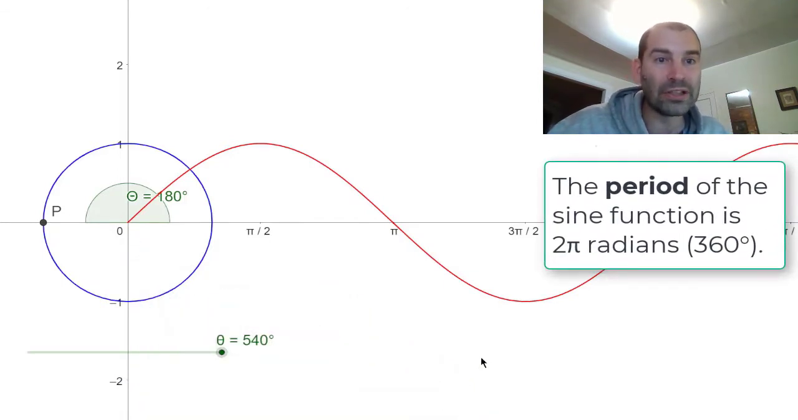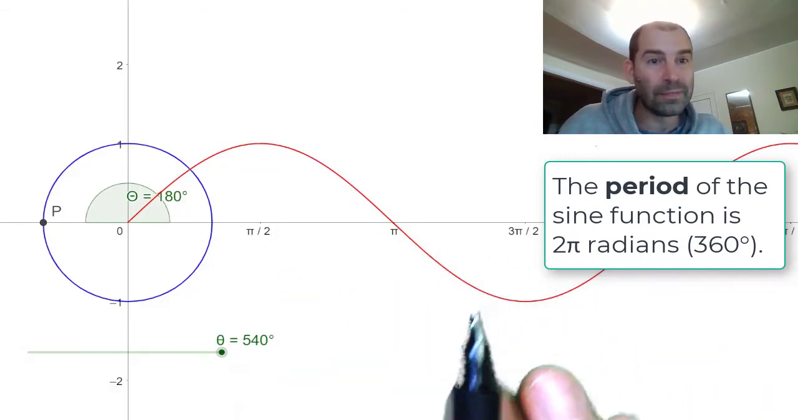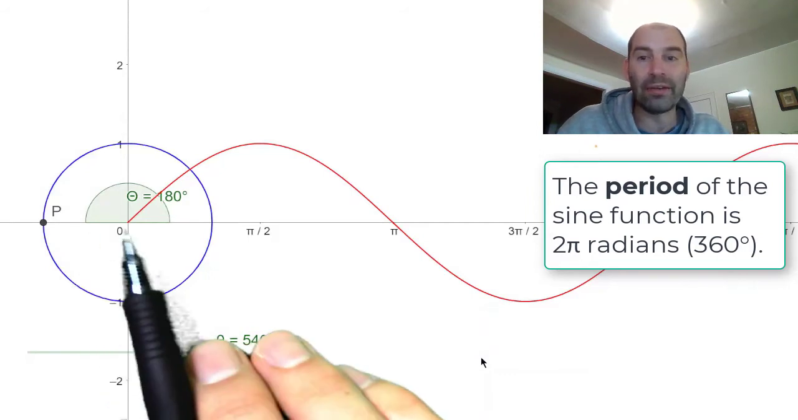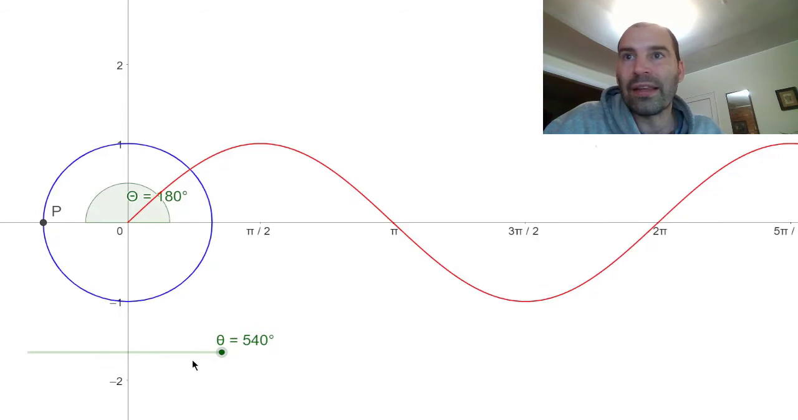The period of a function is how far you have to go before a function repeats itself. Not all functions have a period because not all functions repeat themselves like this. But for functions that do, we can talk about their period, and for the sine function, its period is 2 pi. Now let's look at the cosine function.